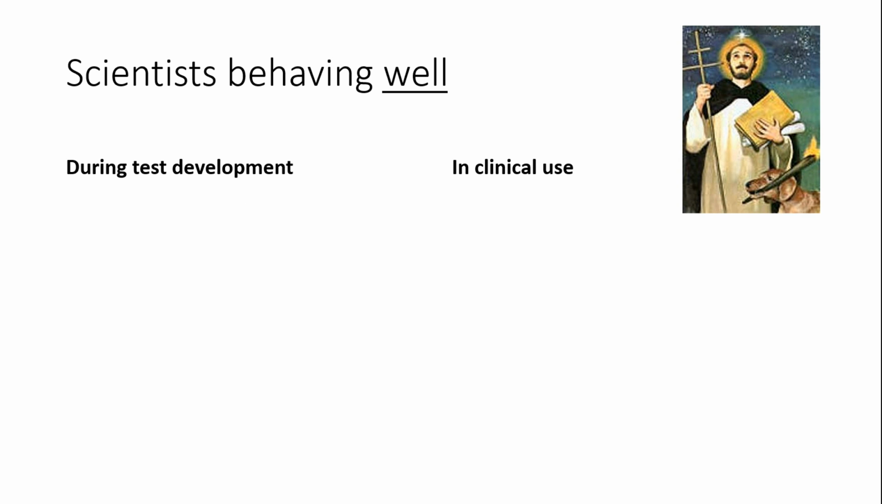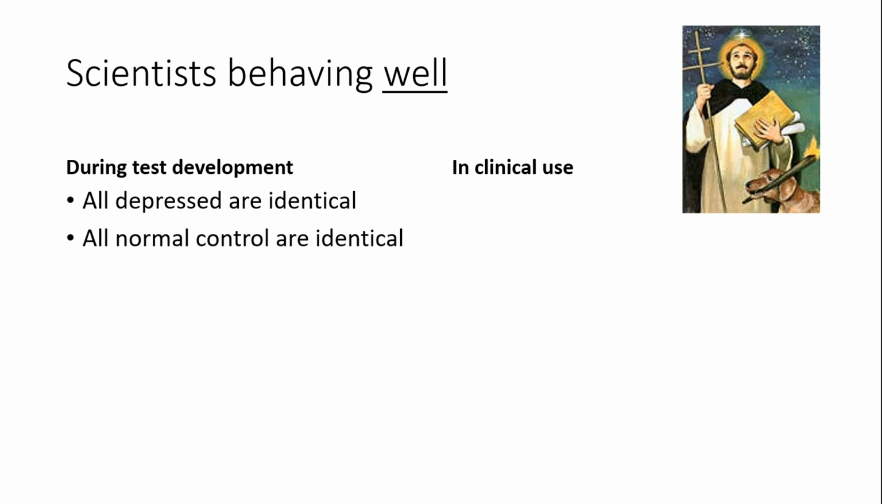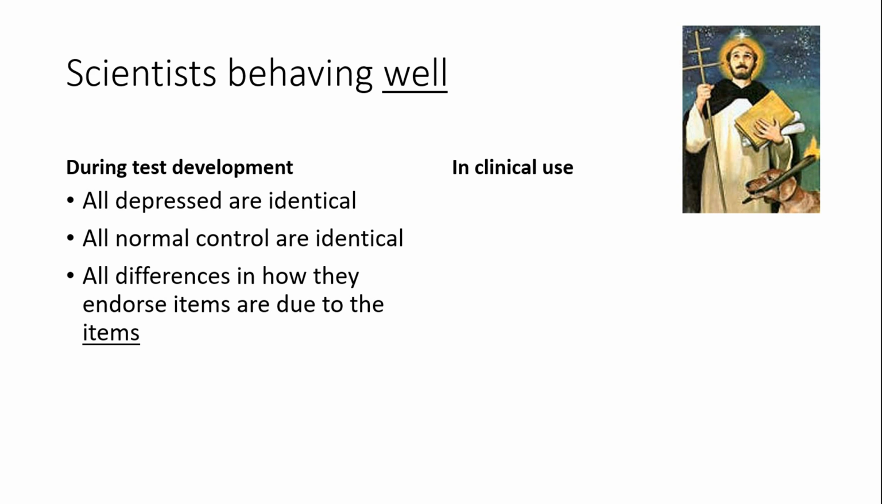So during test development, here are the assumptions we're making. All depressed people are identical. When we're separating out which items discriminate depressed from normal, we don't account for differences in depression. The depressed are depressed alike. Ditto for the normal. They're as self-similar as eggs in a box. All differences in how patients endorse items we assume are due to the content of the items.